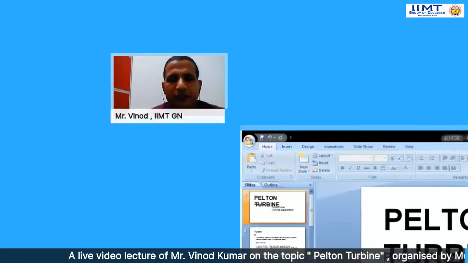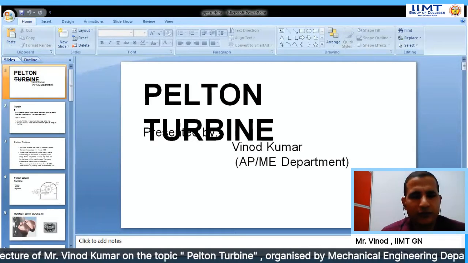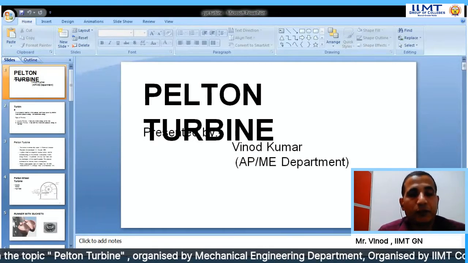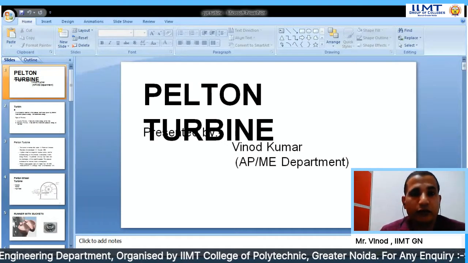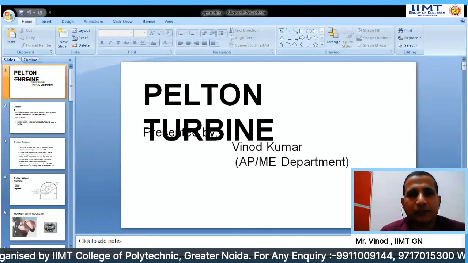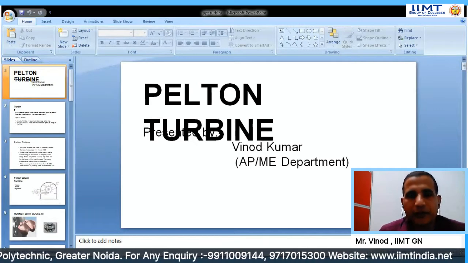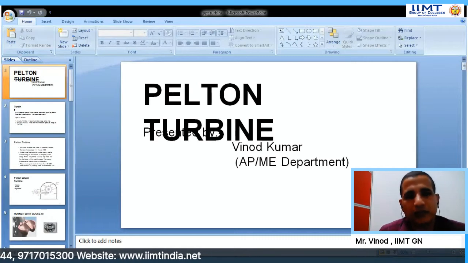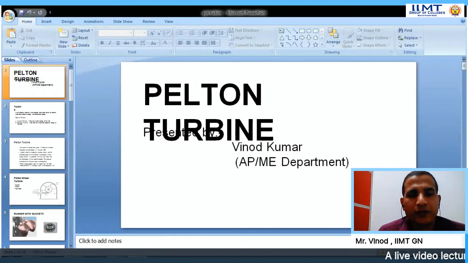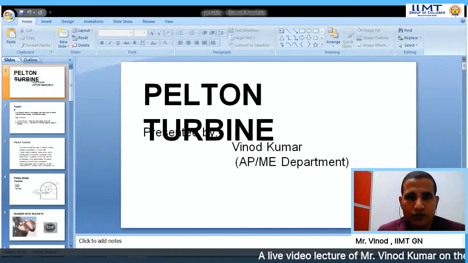Now, the number of jets may be increased, but we don't try to increase it to more than six, because if we increase the number of jets, then it will be very difficult to regulate the turbine. Now, this is the principle of the impulse turbine. Pelton is also an impulse kind of turbine. The rate of change of momentum is equal to force, because the mass of the water is constant.